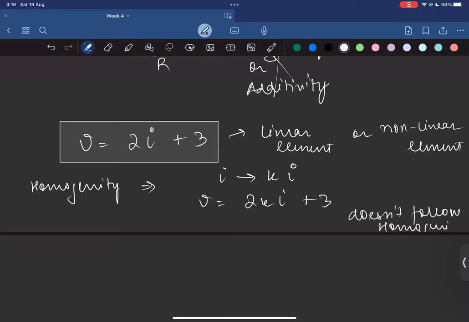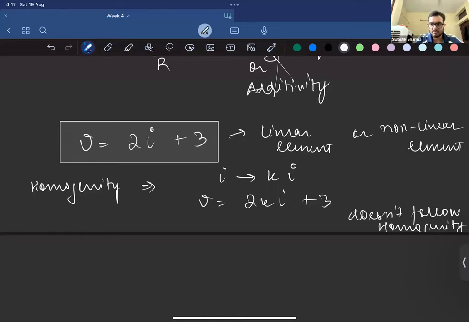Sir, if it follows the equation of a straight line, then it can be termed as linear. The equation of a straight line is a linear function, right? But I'm talking about an element, a system. A system is linear if it follows the properties of additivity and homogeneity. Even though the function seems to be linear, the element is not. But all the linear elements follow Ohm's law accordingly. Yeah, linear elements follow Ohm's law.